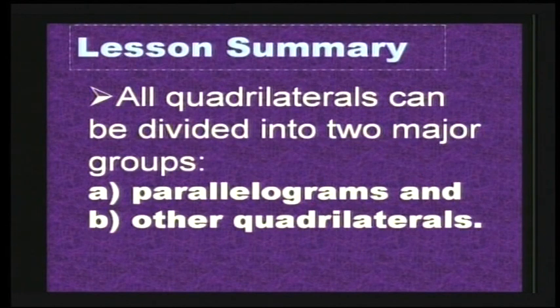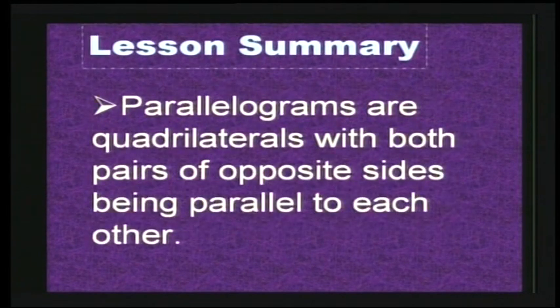And the other quadrilaterals were how many? 3. One was a trapezium, kite, and irregular quadrilateral. Okay, very good. Now, what did we say parallelograms were? Parallelograms are quadrilaterals with both pairs of opposite sides being parallel to each other. Okay? Those are known as parallelograms.